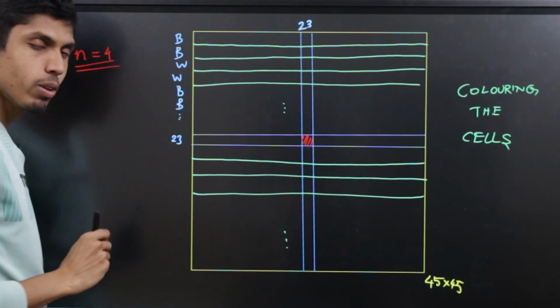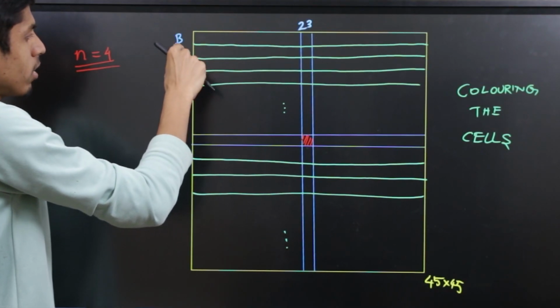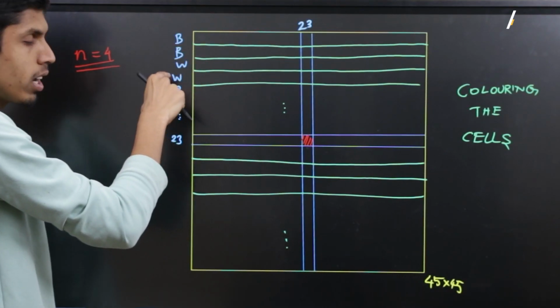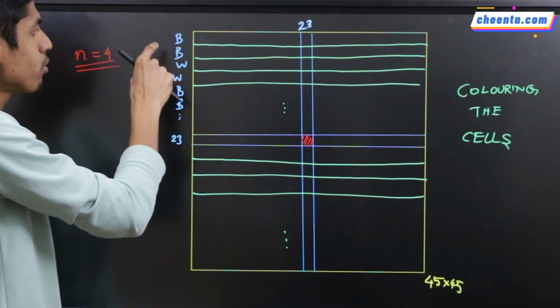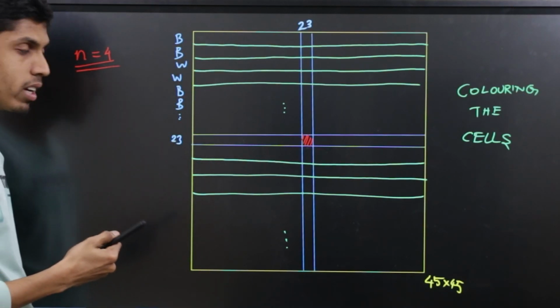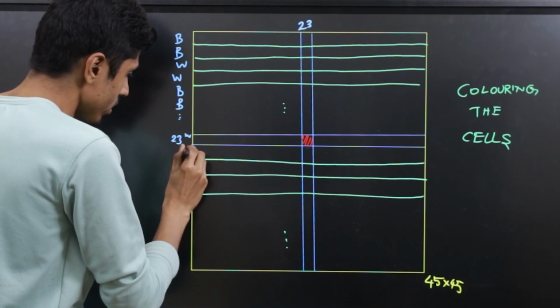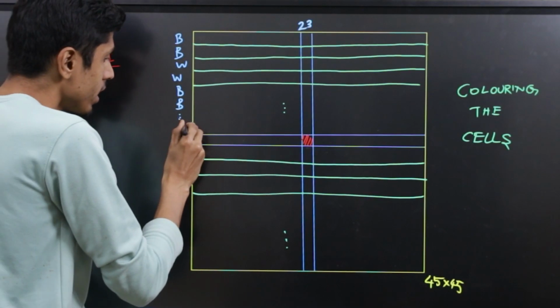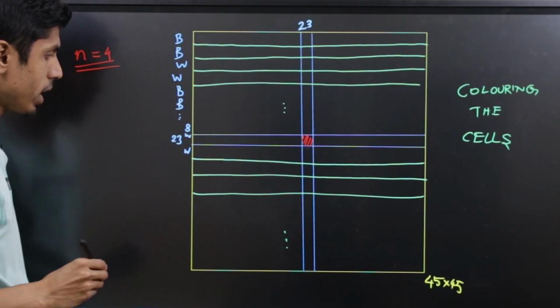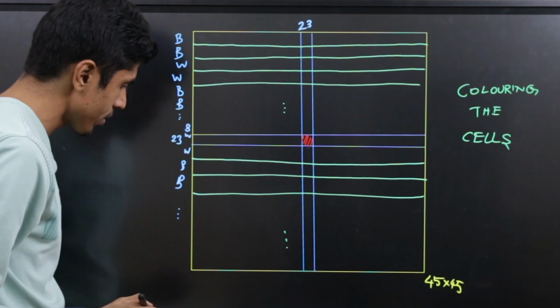So what would be the color of the middle row? You see, every 4k plus 3 and 4k are white, and every 4k plus 1 and 4k plus 2 are black. 23 is of the form 4k plus 3, which means it will be in white color. So you have white and white. The 24th row will also be white, but the row before that would be black. Now again you have black, black, and so on.